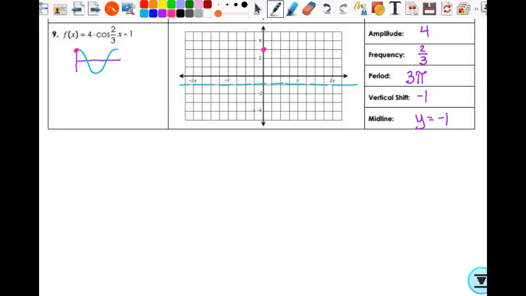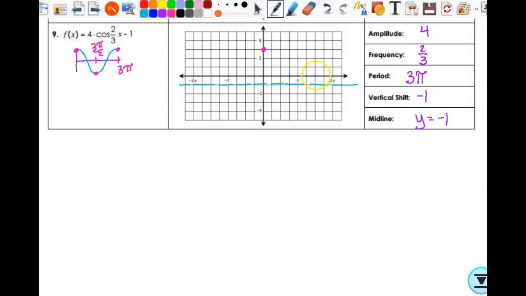Okay, let's talk through this together. The period is 3 pi. So this might be the beginning. The end would be at 3 pi. Totally off my graph, right? Halfway in between. What's halfway between 0 and 3 pi? 3 pi halves. See how easy that is? 3 pi halves. So I can figure out where 3 pi halves is.